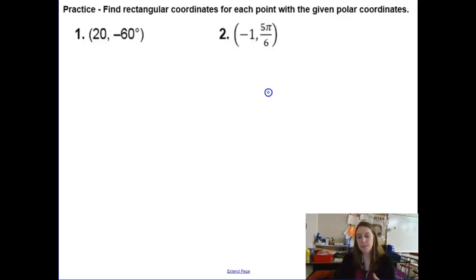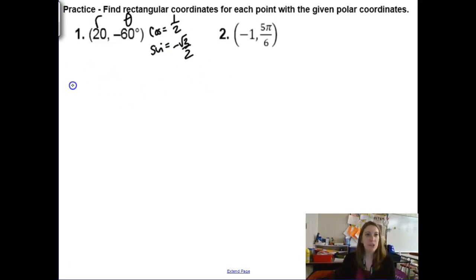So find the rectangular coordinates here. So this is all on us. So r is 20, theta is negative 60 degrees. So the first thing I do is I jot down who sine and cosine are for negative 60 degrees, which you could just look at your unit circle, or hopefully you have something memorized, but since I don't want to mess up, I'm going to look at my notes I jotted down. Cosine for this angle is positive 1/2, and sine is negative square root of 3 over 2.